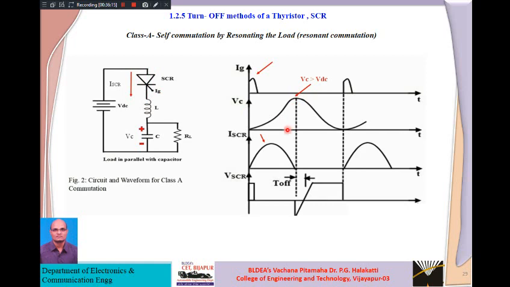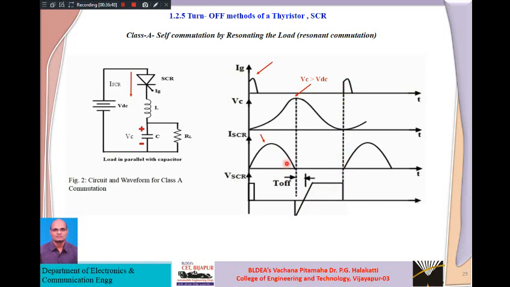When will it turn off? When the capacitor voltage reaches the peak and becomes greater than VDC. That means the cathode voltage became greater than the anode voltage, so the SCR will automatically be turned off, isn't it? Once it is turned off, all the VDC will come across the SCR. Once again, we will apply the gate signal in the next cycle.